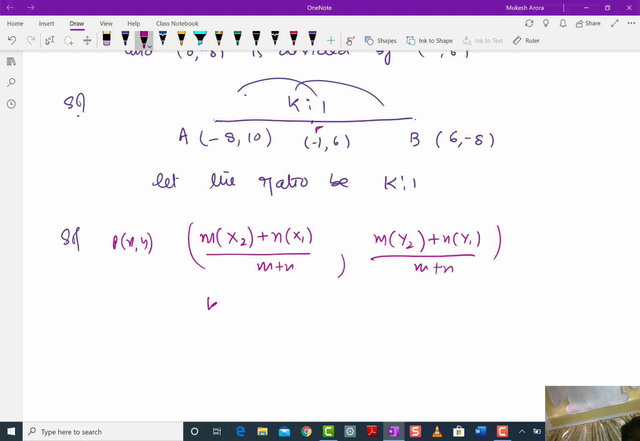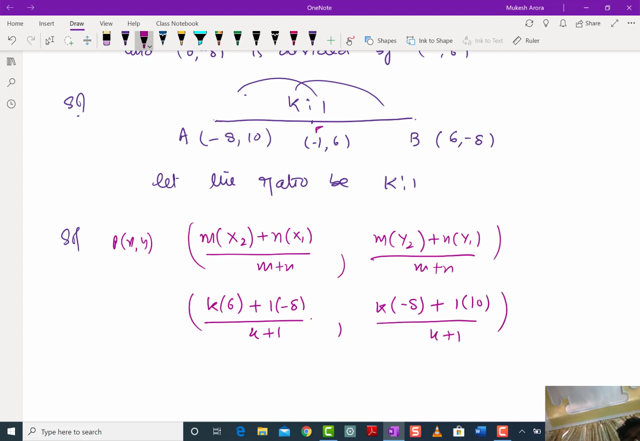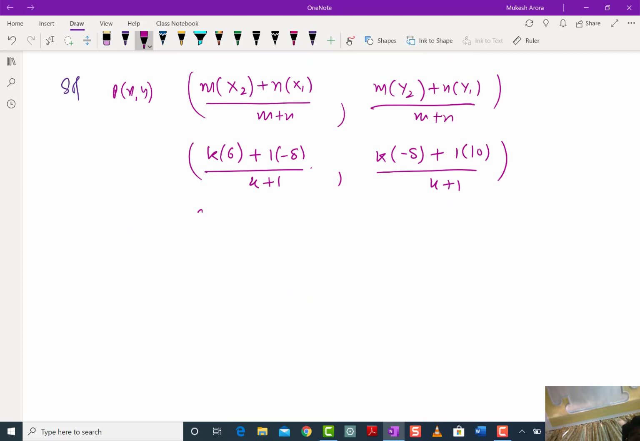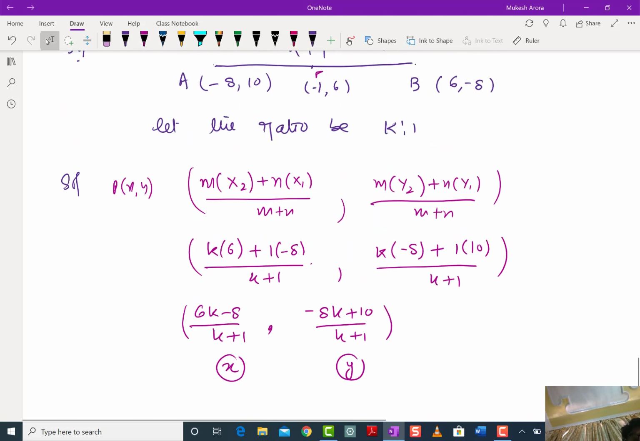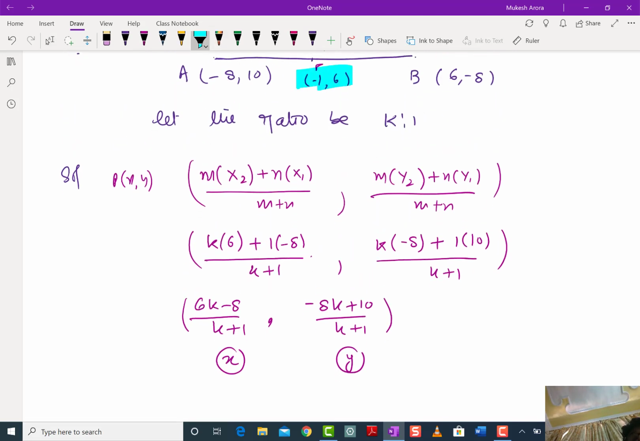So this is (k into 6 + 1 into -8)/(k + 1), comma, (k into -8 + 1 into 10)/(k + 1). So this will be (6k - 8)/(k + 1), comma, (-8k + 10)/(k + 1). This value represents x and this value represents y. Now let's go to the question. The values of x and y are given.